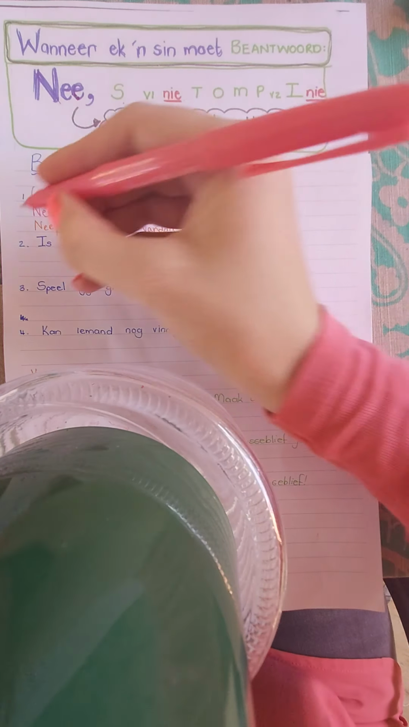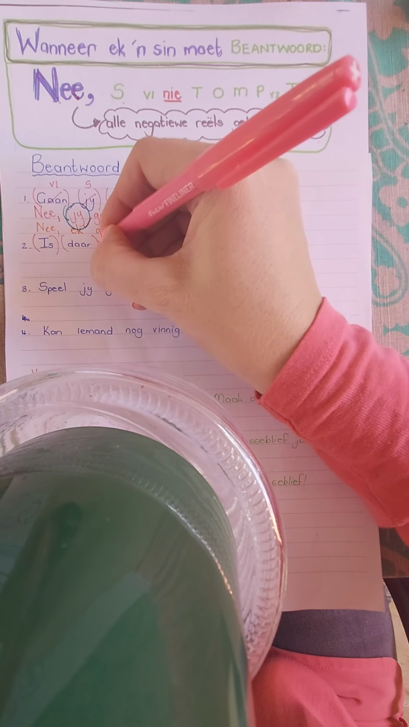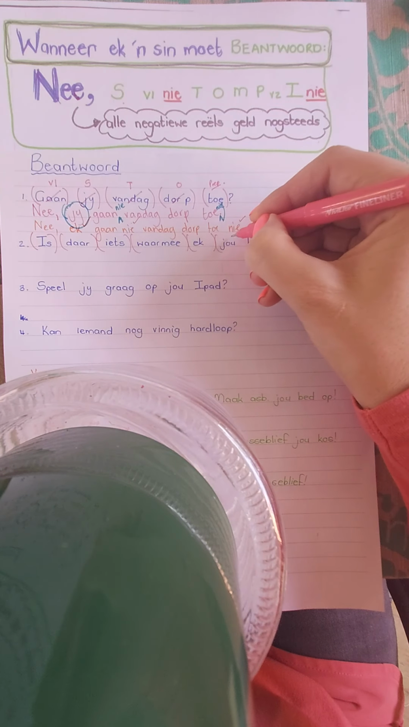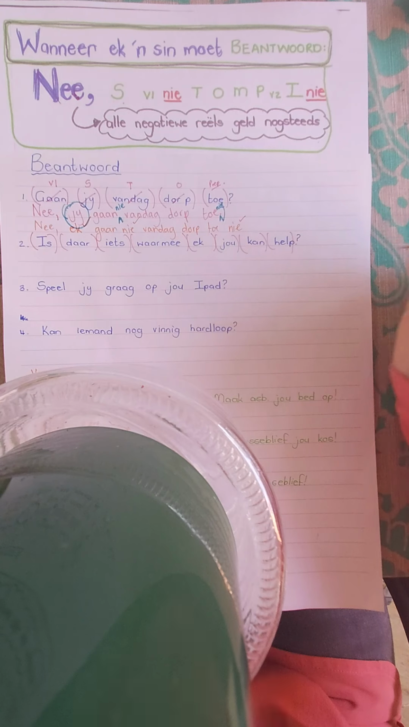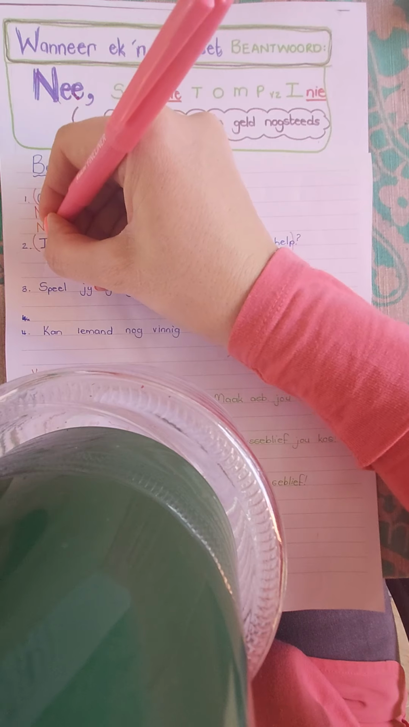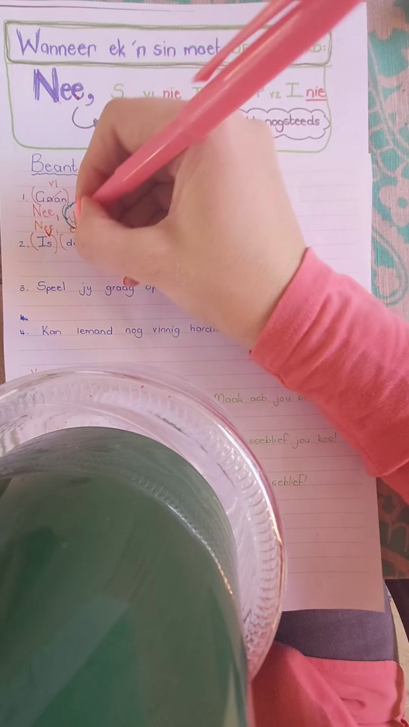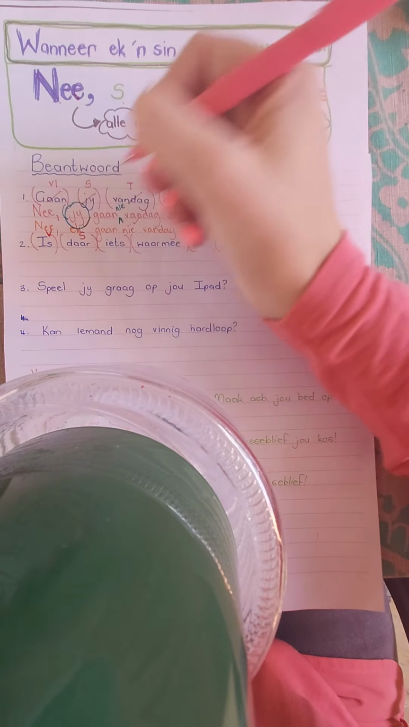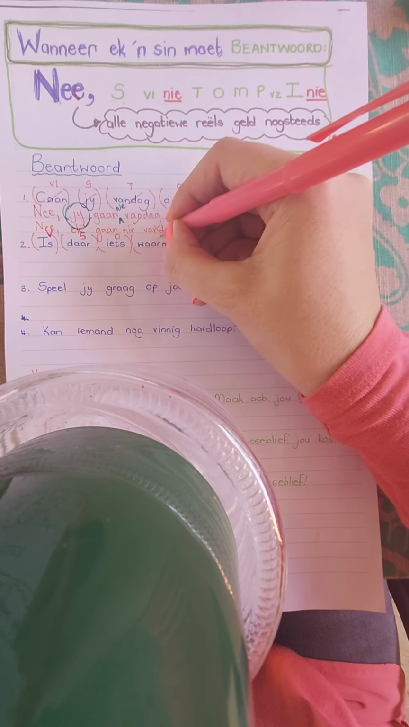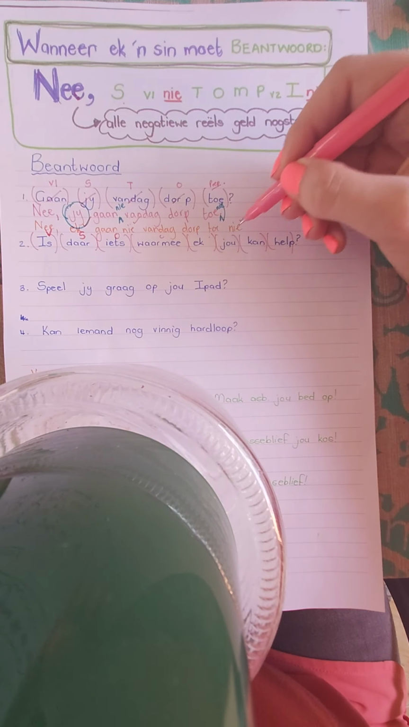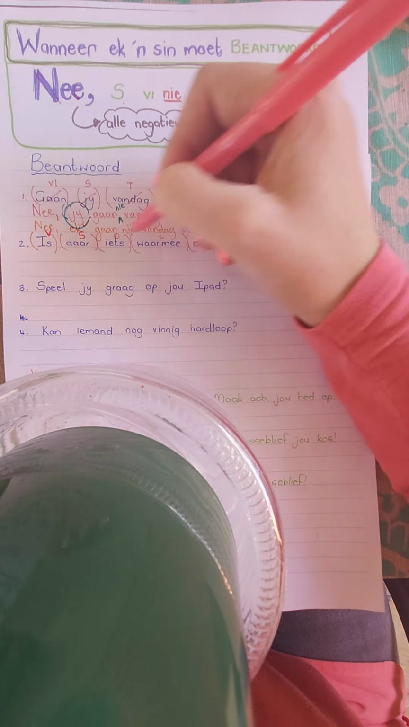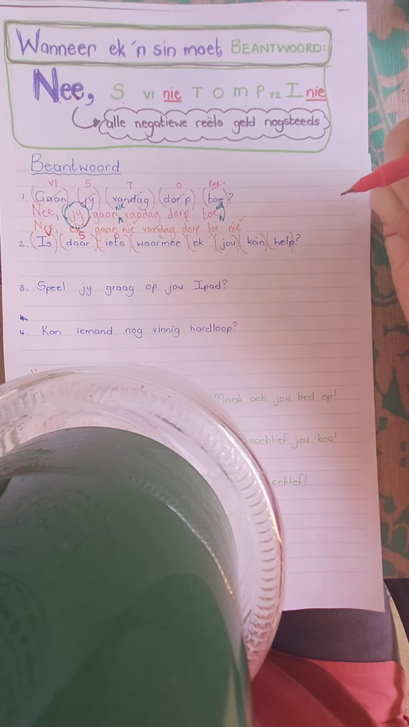Second one says, is daar iets waarmee ek jou kan help? This is actually a 2-part sentence. The most important thing for you to know is that verb 1 is at the beginning, and then I have my subject right after. This is your object. Obviously, this is a conjunction, and then I have subject, object, verb 1, and verb 2 again. So I don't need to worry about the rest of the sentence. I don't even have to worry about that conjunction over there.